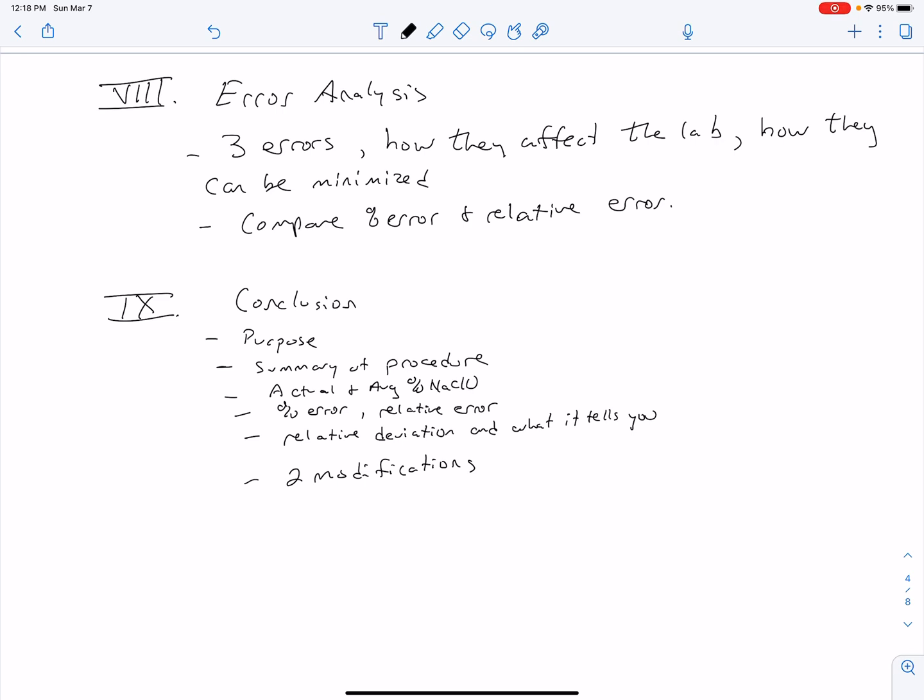Would you use more trials? Would you use a higher concentration of the sodium thiosulfate so you didn't have to dilute it? I don't know. You tell me. So that's what that part is for. Give me those 2 modifications to the lab.